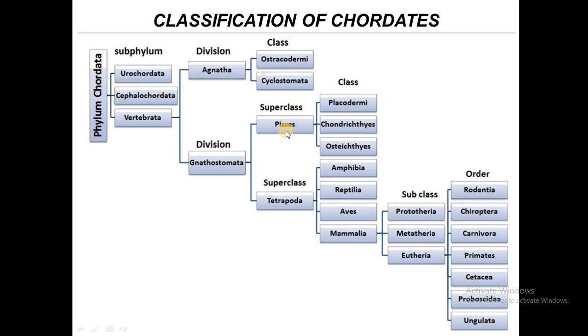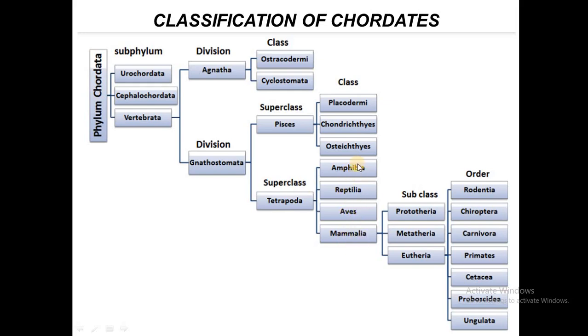Pisces will include all the different types of fish, that is jawed fish, and Tetrapoda includes the vertebrates which have four limbs. Tetra means four, poda means leg. Further, the superclass Pisces has been divided into three classes: Placodermi, Chondrichthyes and Osteichthyes. The class Placodermi includes all the extinct forms. Chondrichthyes includes the cartilaginous fishes, and Osteichthyes includes all the bony fishes. Further, the superclass Tetrapoda has been divided into four classes, that is Amphibia, Reptilia, Aves and Mammalia.